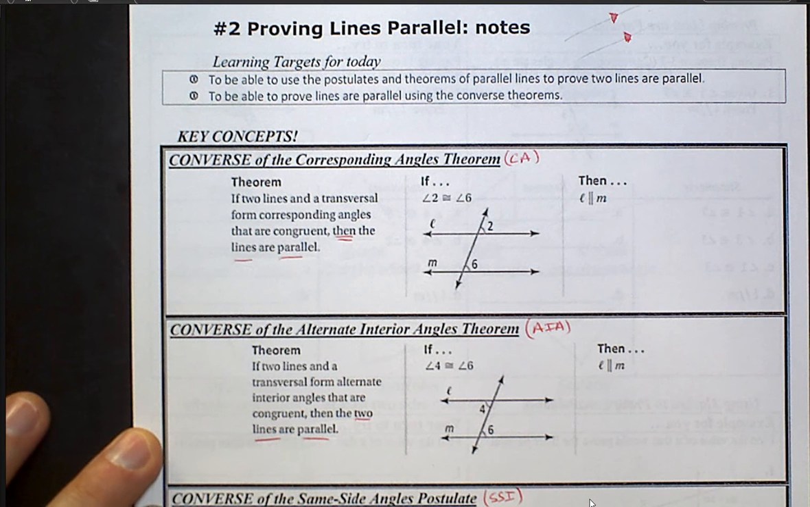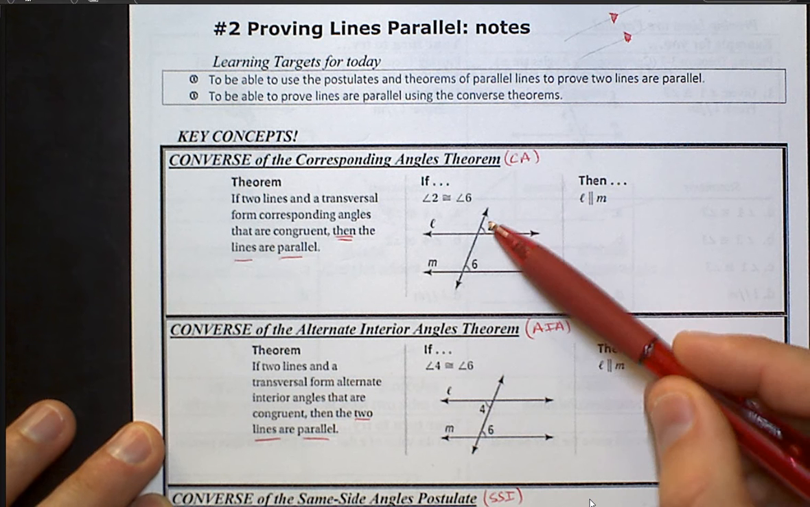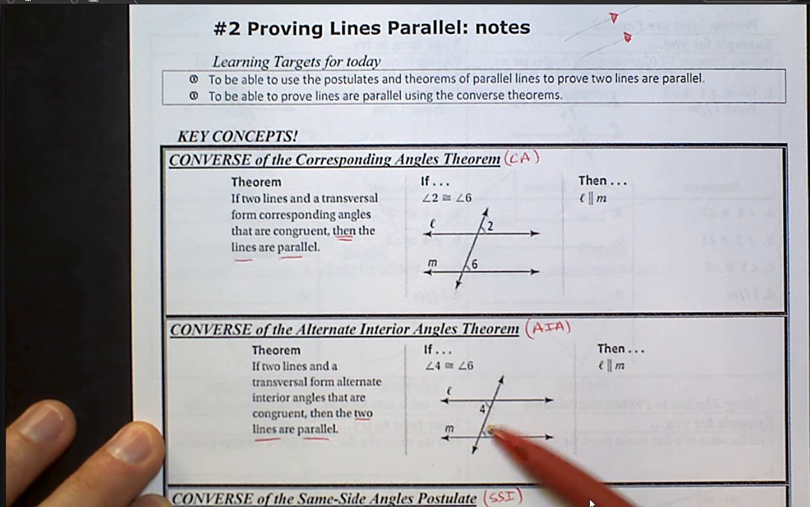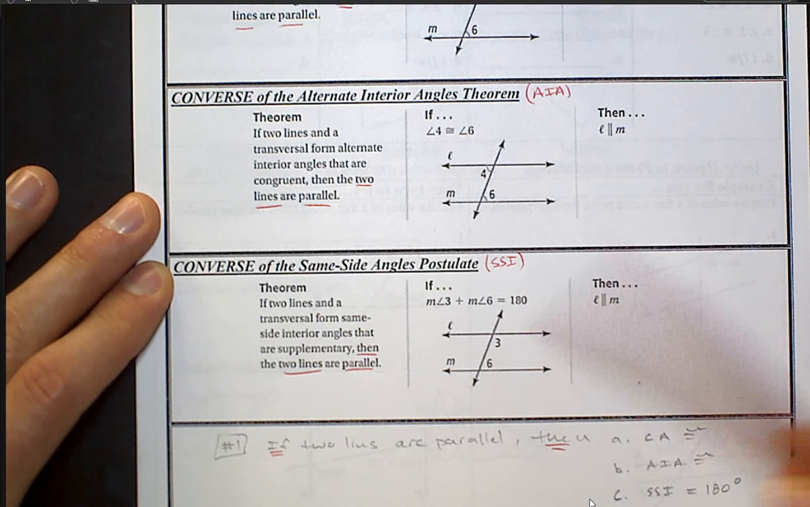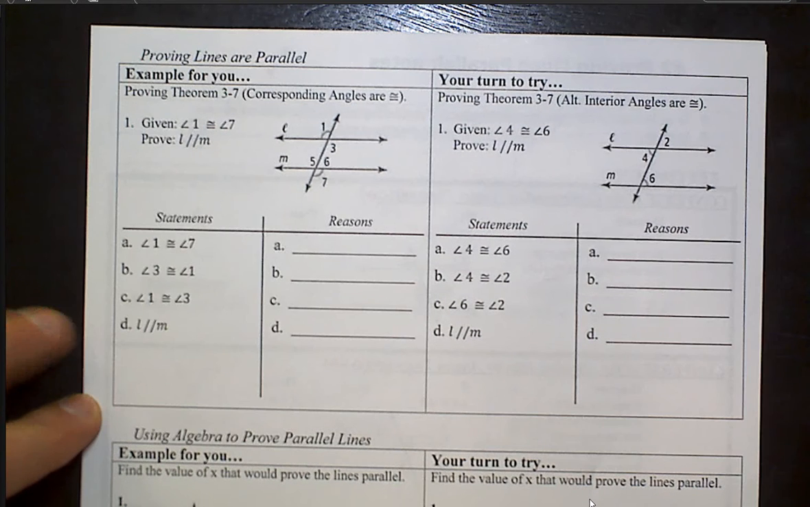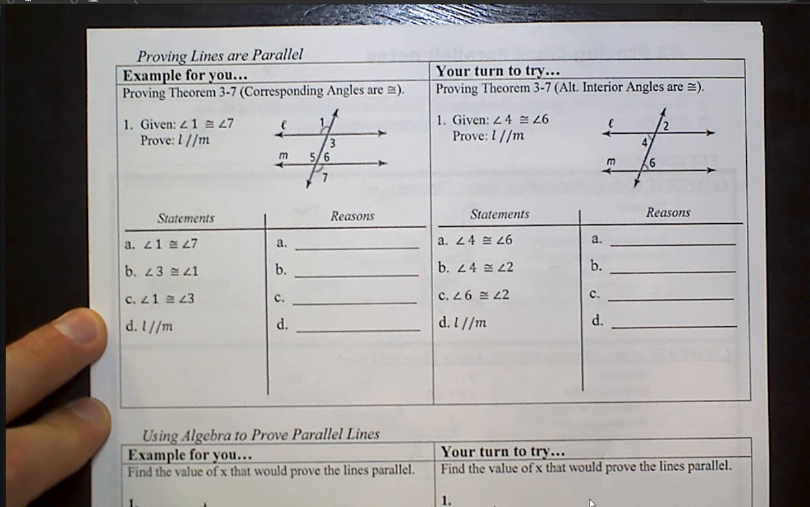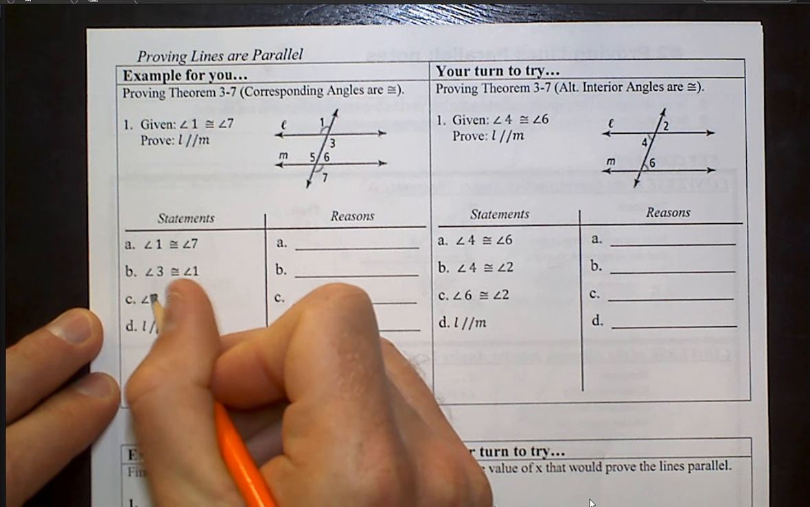So today we're showing that lines are parallel, and the way you do that is by checking to see if you have corresponding angles that are congruent, or alternate interior angles that are congruent, or a situation where same side interiors equal 180. Okay? I'm going to flip it over on the back, and we're only going to do one of these proofs, the one on the left. There's a little typo on your notes here: this 1 should be a 7.